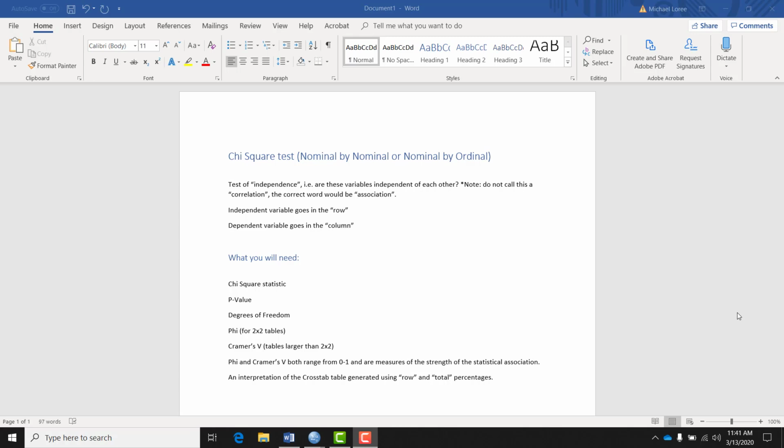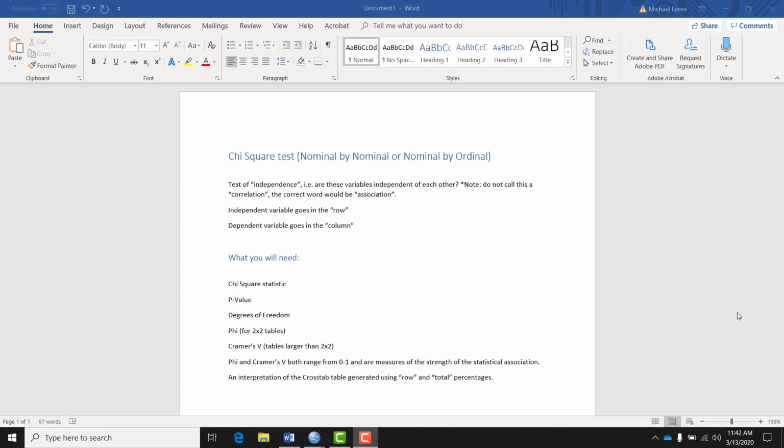Chi-square. We use this when we have a hypothesis that we're testing that has two nominal variables or a nominal and an ordinal variable. You probably have a handy-dandy chart for this kind of thing, so please utilize that when selecting the tests that you're going to run. Now, a chi-square test is a test of independence.